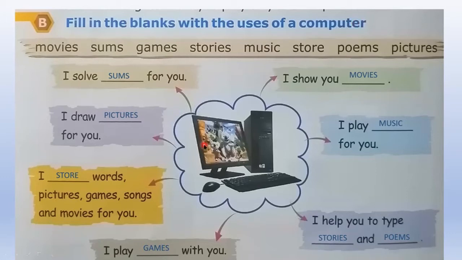Ma'am has already done it for you. I think it's very difficult to find the answers from this bracket. So ma'am has already done it for you. Okay, we shall discuss it. I solve sums for you. The computer will solve sums for us. Then I draw pictures for you. Computer is saying that I can draw pictures for you. Then next one, I store words, pictures, games, songs and movies for you. The computer can store everything. Movies, games, songs and everything this computer can store in it.